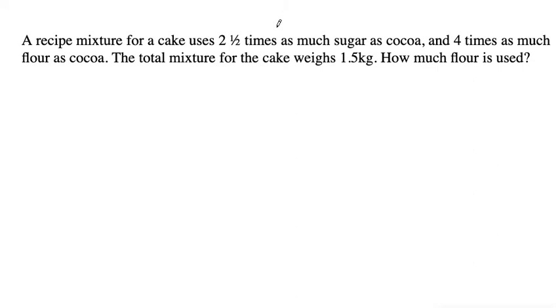Since we know the ingredients relative to cocoa, let's start by making a guess, or just starting with a certain amount of cocoa. For example, if we say that we have 1 kilogram of cocoa, just to start somewhere, then because we have 2.5 times as much sugar as cocoa, that means it would be 2.5 kilograms of sugar.